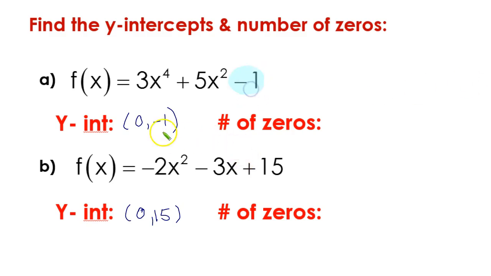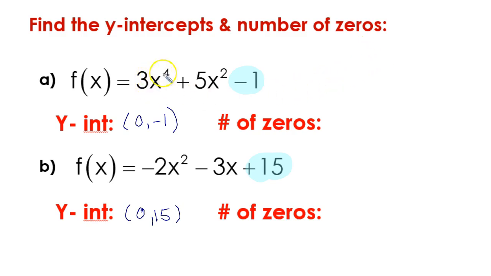Ezra, there's -1 and there's 15. And you're like, okay, well, I can do that. I know the constant term is my y-intercept. Well, let's talk about why that happens. I want you to remember that to find a y-intercept, you let x be 0.